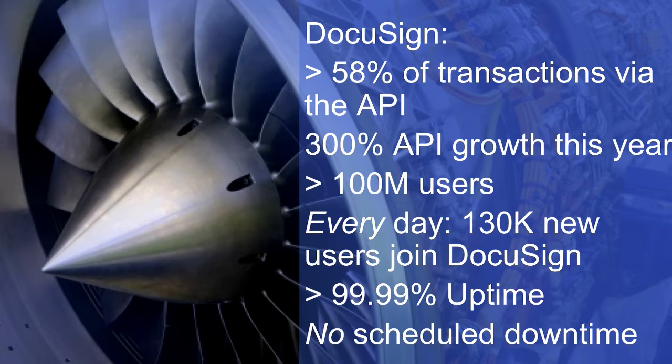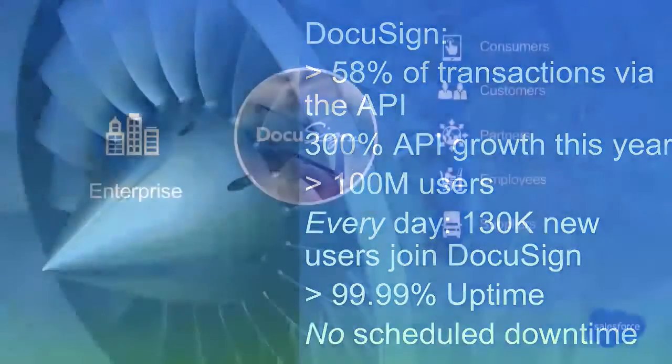We've had tremendous growth in number of transactions using our API directly, and these are all customers using the API. Our own internal clients use them as well. Every day, over 130,000 new people either sign or send an envelope for the first time. That's the size of Santa Clara, California, for any of you who've been there. We have 4 nines uptime, and we never have any scheduled downtime.